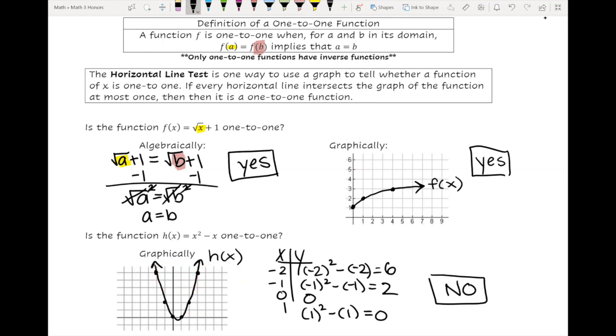So the first function above, yes, it is a one-to-one function. The second one is not a one-to-one function. Okay, I hope that helps with the horizontal line test.